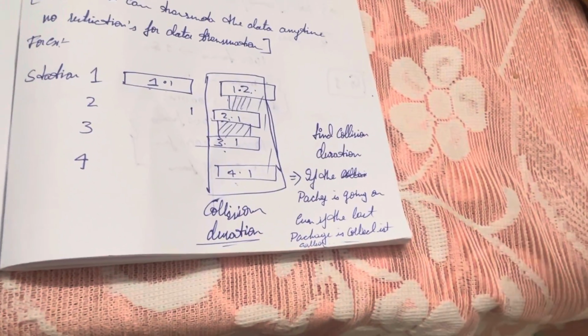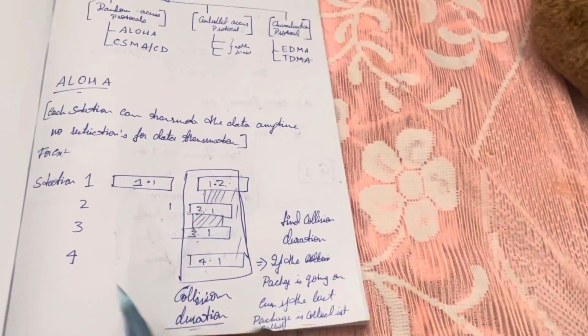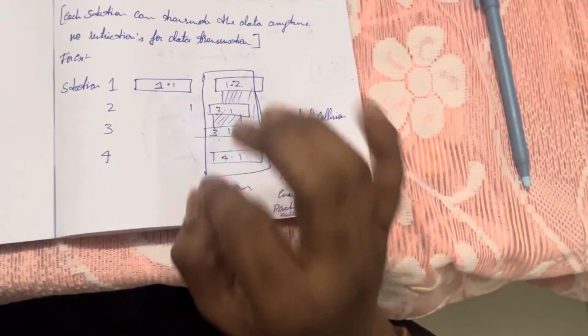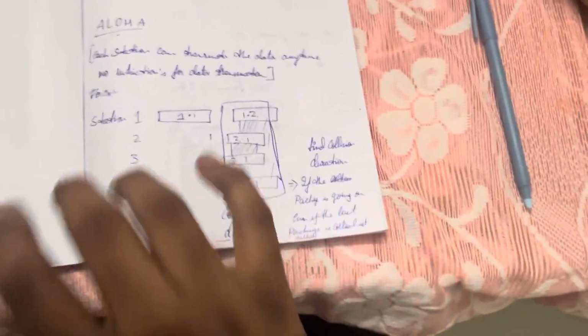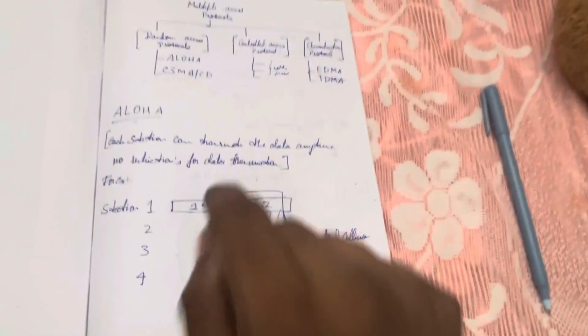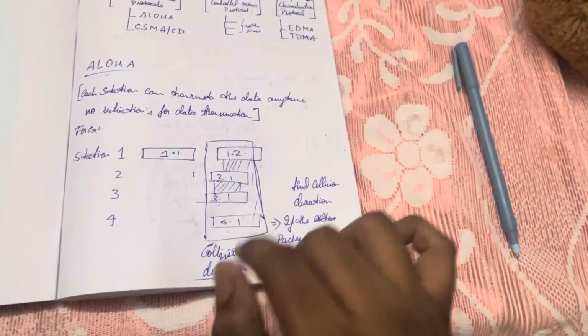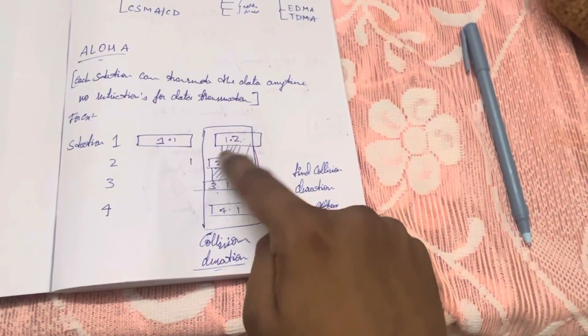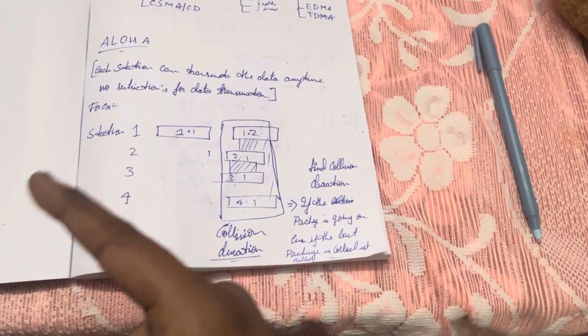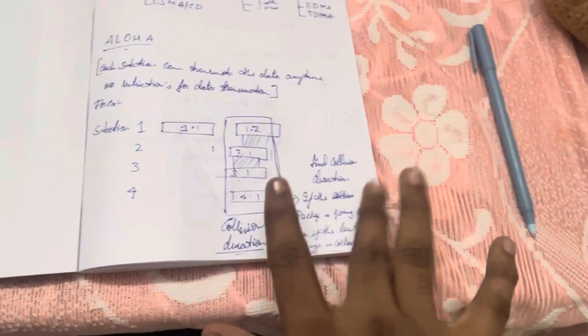What is collision duration? Even if the collision happens with only the last package, it is called the collision duration. This can happen only in Aloha, and this is completely normal. When this collision happens, the package will go on with the flow, and the package will not go back. Okay, is that clear? Fine.